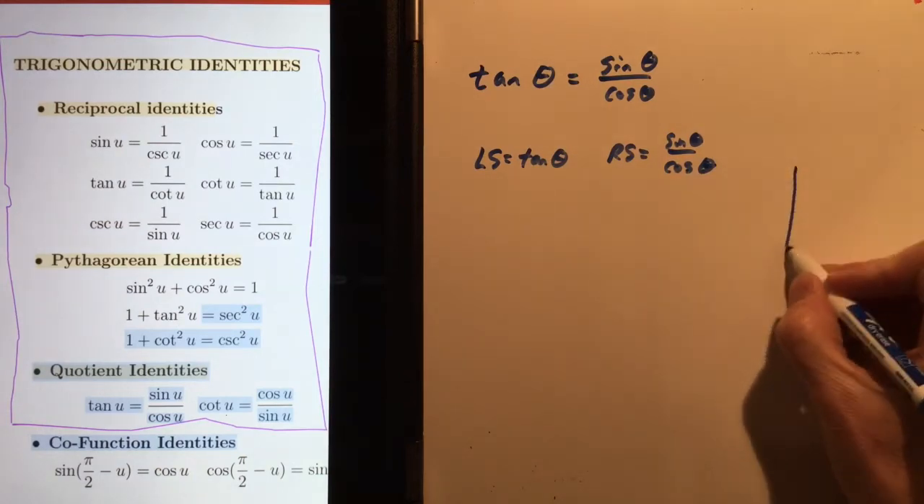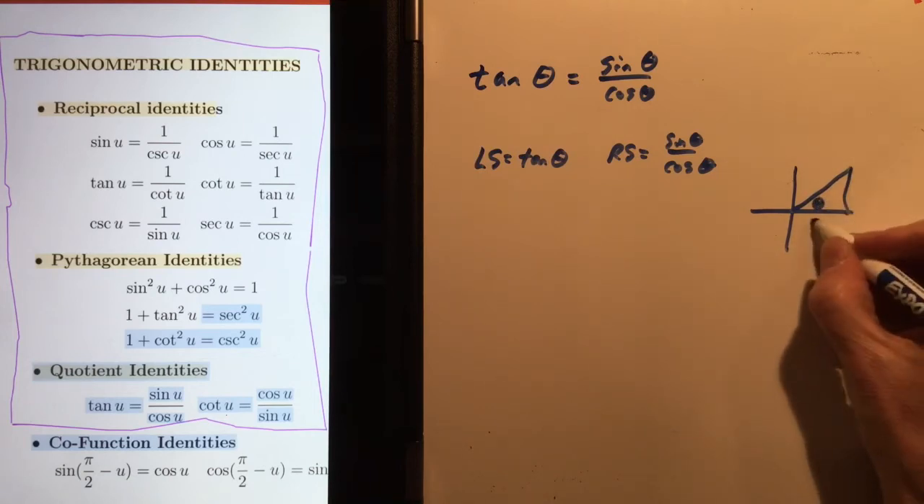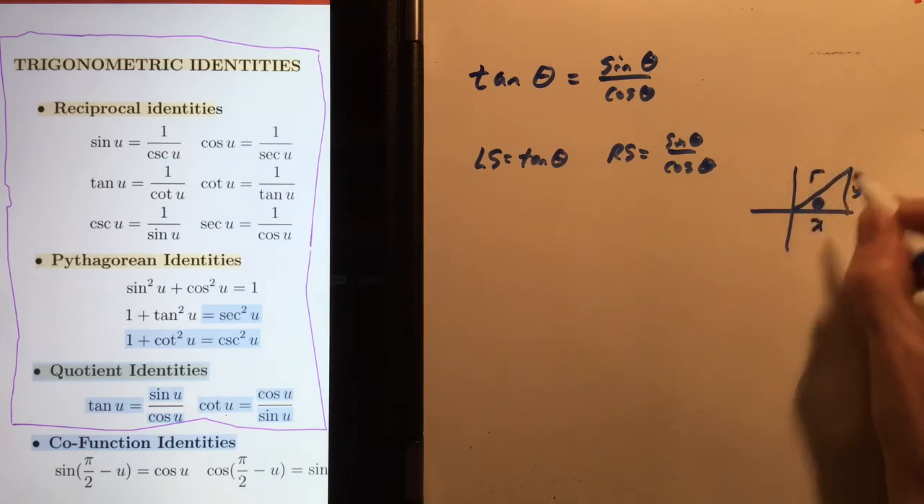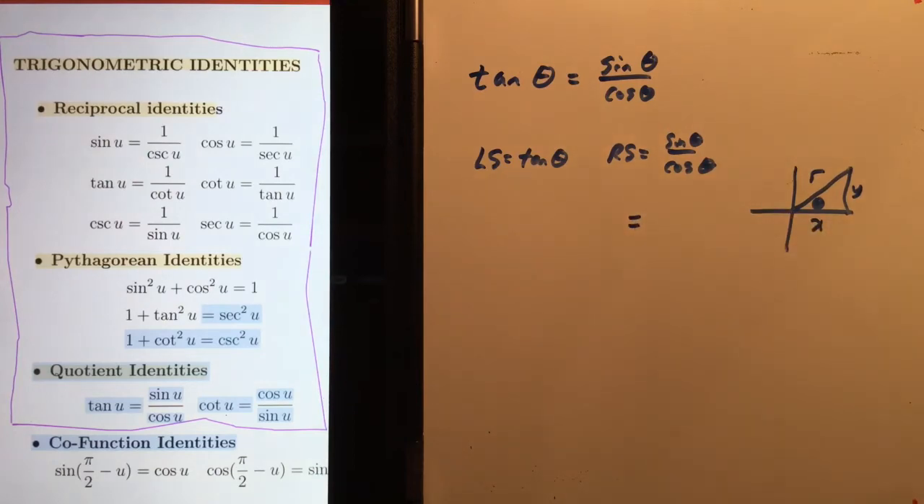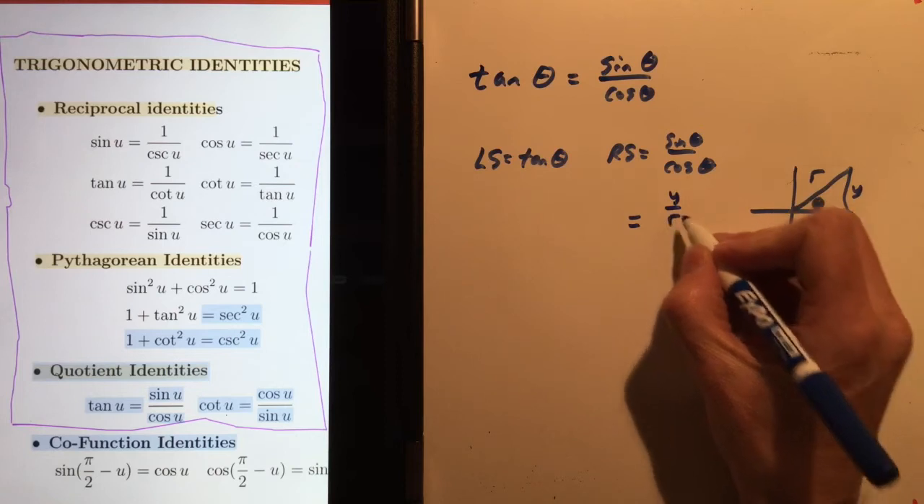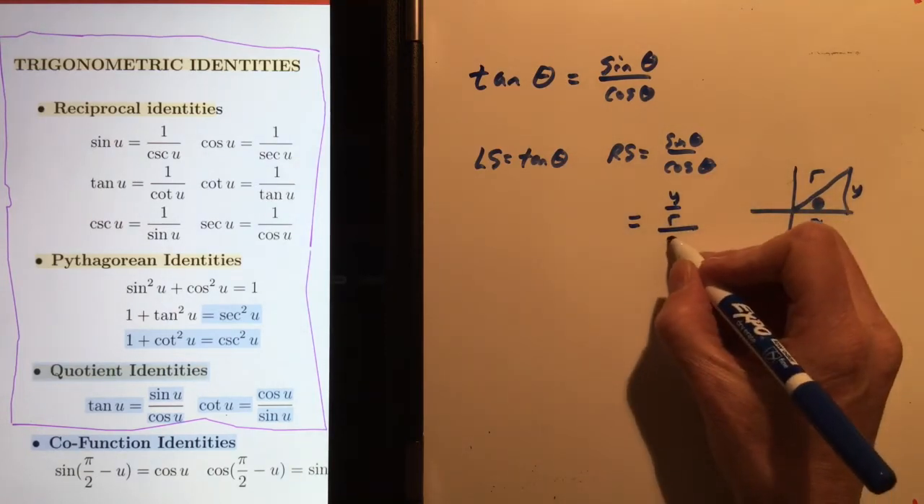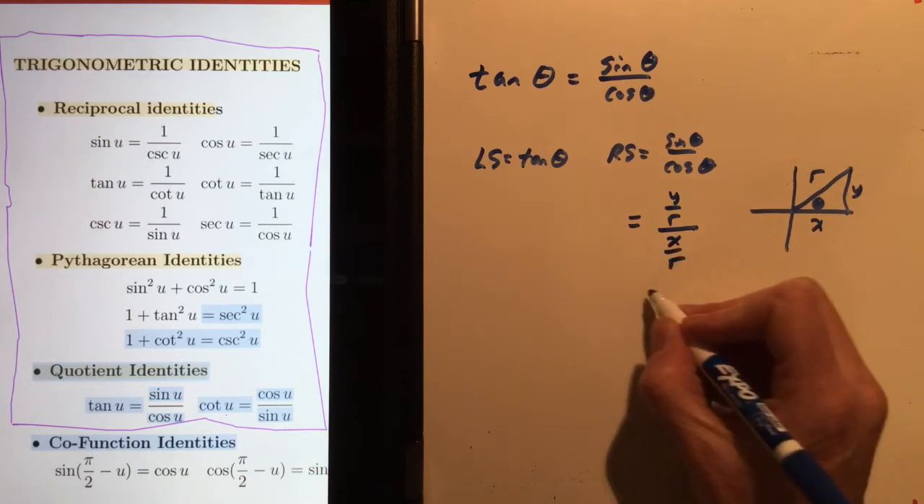I'm going to again draw a triangle. And that's theta, and that'll be x, y, and r again. So the right side, sine of theta, is opposite over hypotenuse, so that's going to be y over r. Cosine of theta is going to be adjacent over hypotenuse, which is x over r.